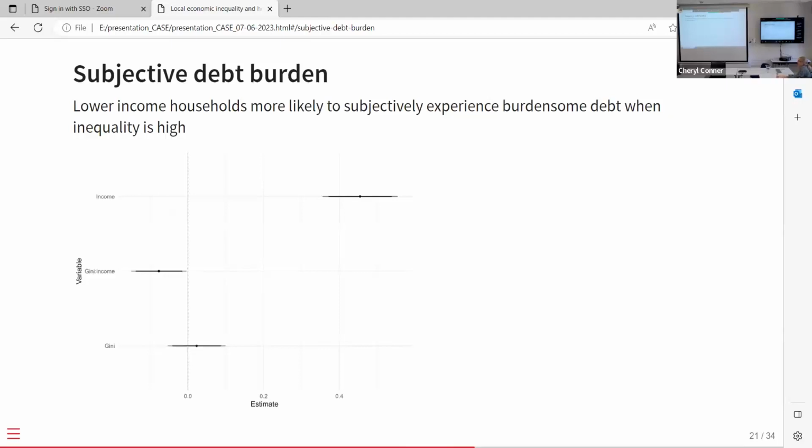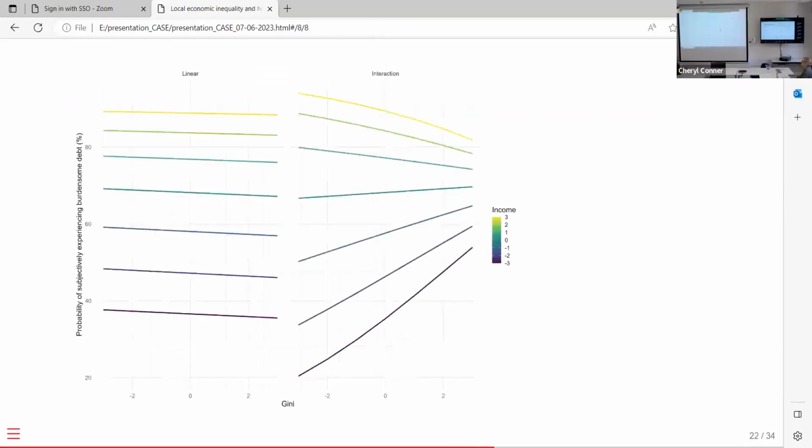And they're also more likely, lower income households, to subjectively experience burdensome debt. So when we asked people about their debt levels, income and inequality interact again negatively. So you're way more likely to, if you're a low income household in an area of high inequality, experience burdensome debt.